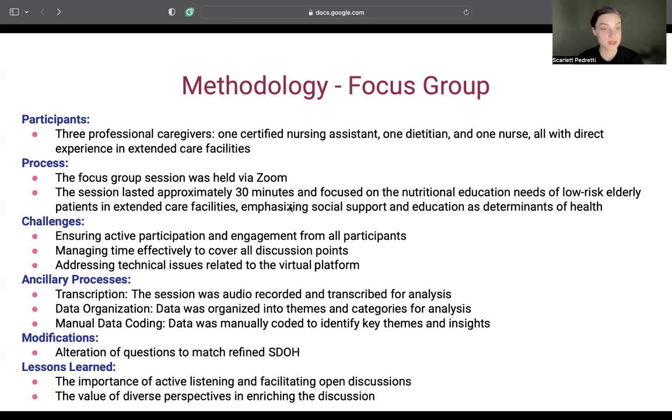And the same three ancillary processes were used for my focus group: the transcription, data organization, and manual data coding. And the modifications that I had to use for my focus group just involved altering some of the questions to match the refined DOH that I had mentioned in the previous slide. And then the lessons learned with my focus group was just the importance of active listening, facilitating open discussions, and the value of diverse perspectives.